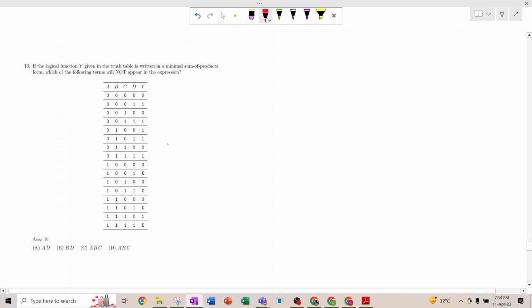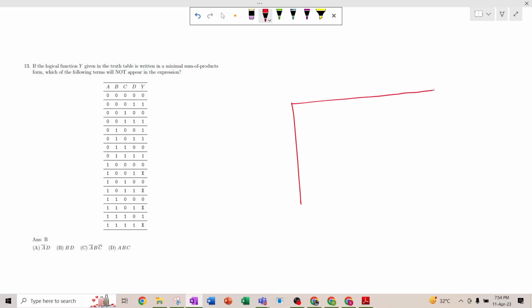Next question. If the logical function y given in the truth table is written in a minimum sum of product, which of the following terms will not appear in the expression? Okay, in the expression, which of the terms will not appear? So we have to apply the same concept, which is K-map. So I am drawing the K-map at first.